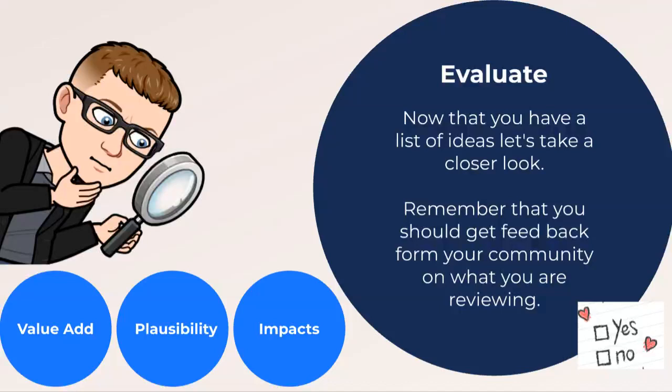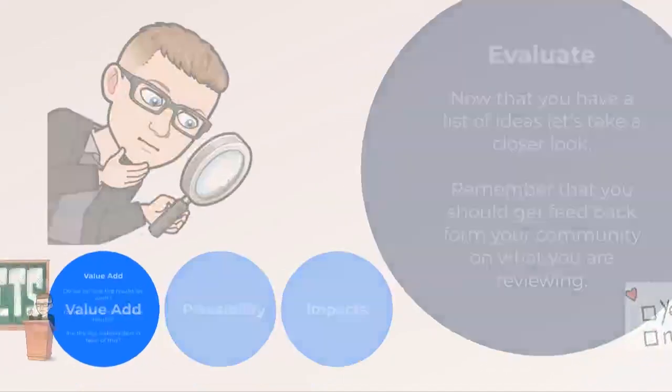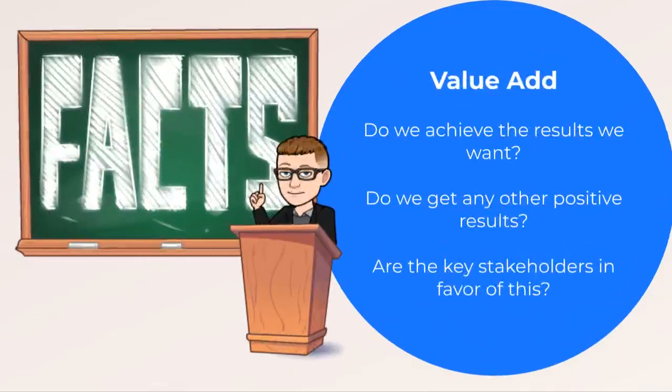The three things that I like to look at here are the value add, the plausibility, and the impacts, right? So with value add, can we achieve the results that we want? Does this idea actually achieve the result that we want? Are there any additional positive results that we get from this, right? So there may be things that we come up with in the ideation phase that give us additional bonus adds that kind of make it more appealing and more attractive, right?